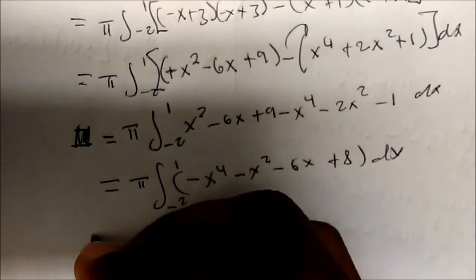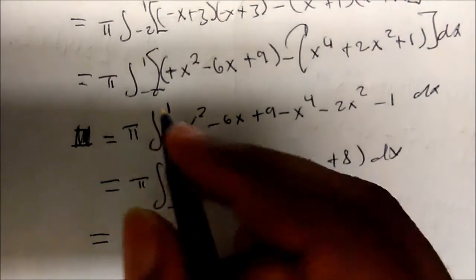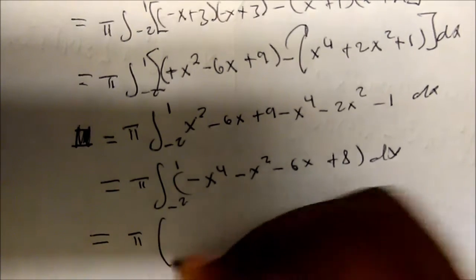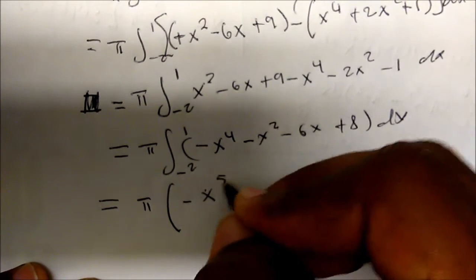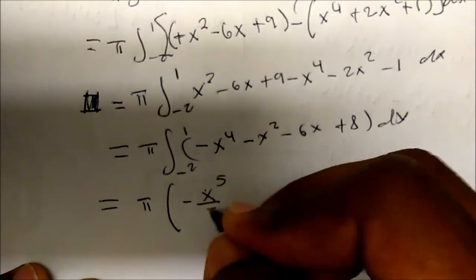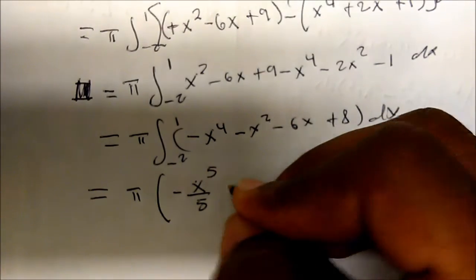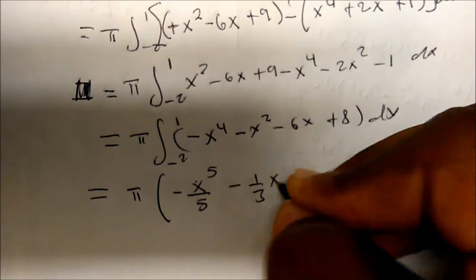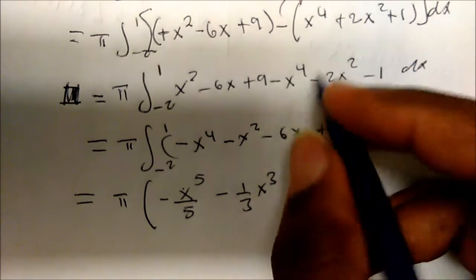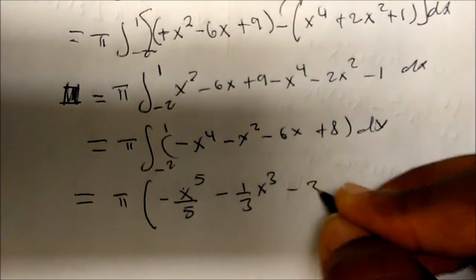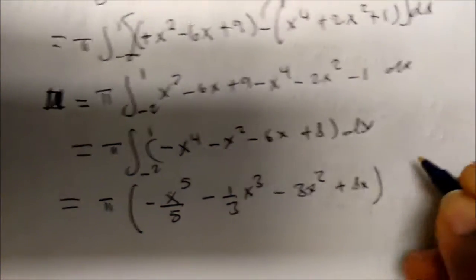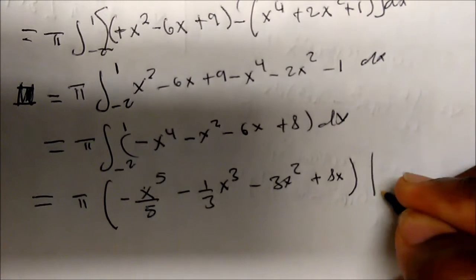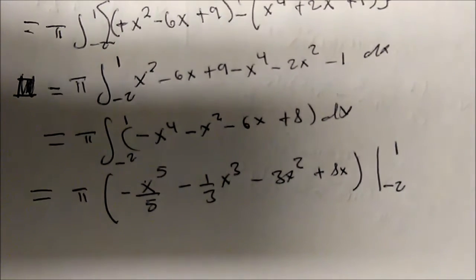If I take my integral of this, I'm going to keep my pi outside. The integral of -x to the 4th is just -x to the 5th over 5, minus 1/3 x cubed, minus 3x squared plus 8x. And this is going to be all evaluated from -2 to 1.